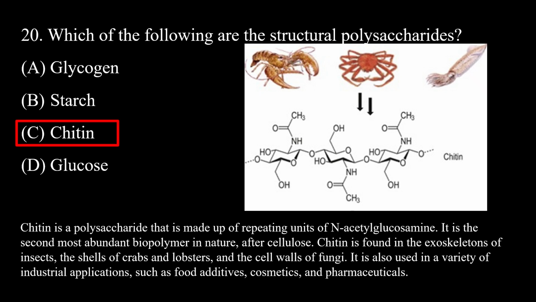Chitin is a polysaccharide made up of repeating units of N-acetylglucosamine, and it is the second most abundant biopolymer in nature after cellulose. So it can also be used as a biopolymer. Chitin is found in the exoskeleton of insects, the shells of crabs and lobsters, and the cell walls of fungi. It is also used in a variety of applications: as food additives, in cosmetics, and for pharmaceutical purposes.